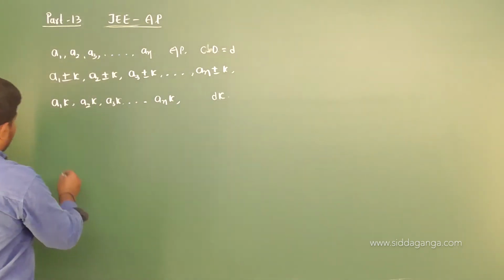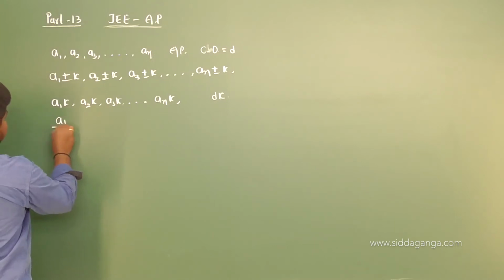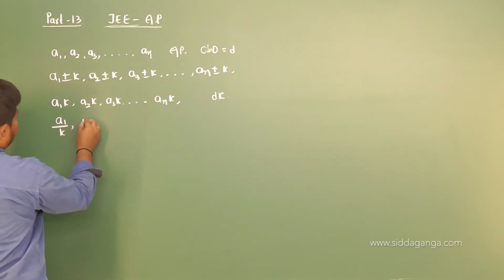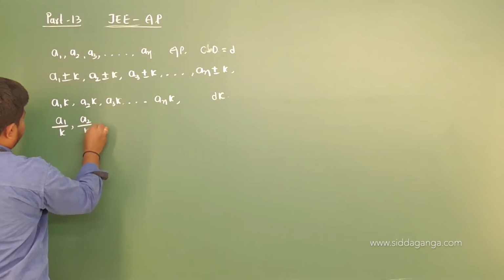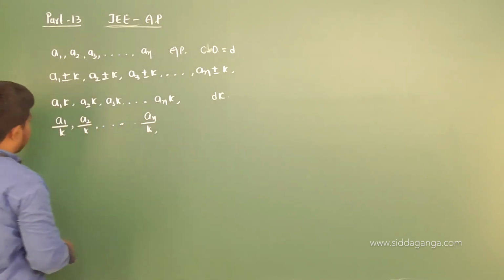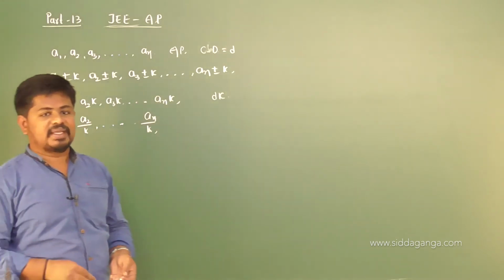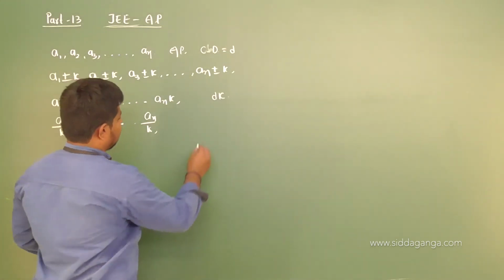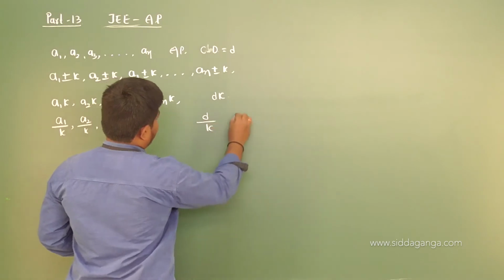In the same way, when you divide each term by a non-zero constant K, then the resulting sequence, that is A1 by K, A2 by K, A3 by K and so on, AN by K, is also an AP with the common difference D by K, where K is not equal to 0.